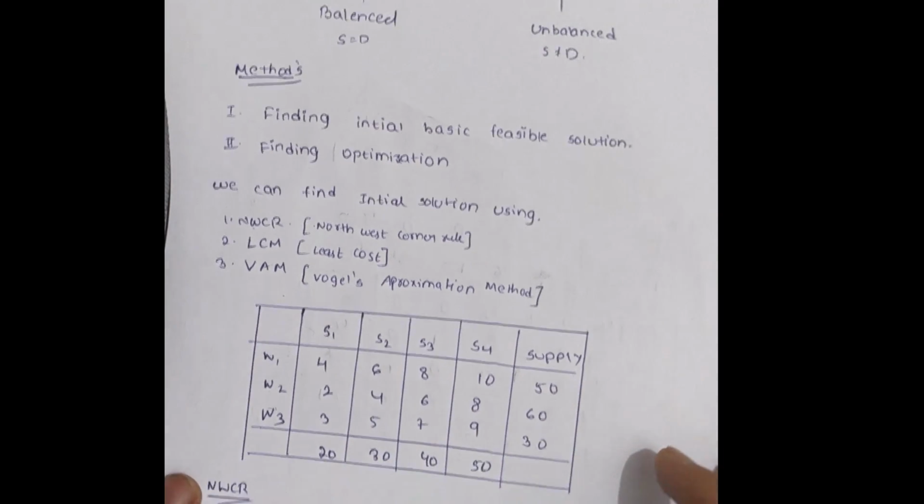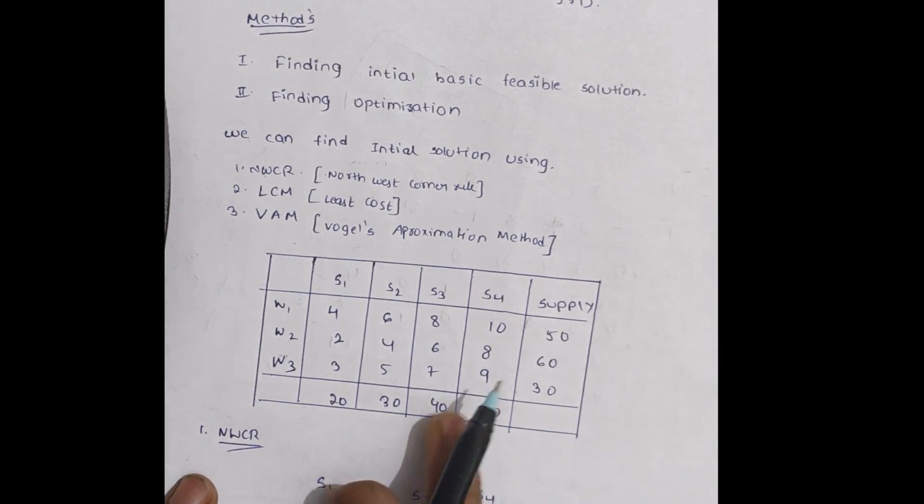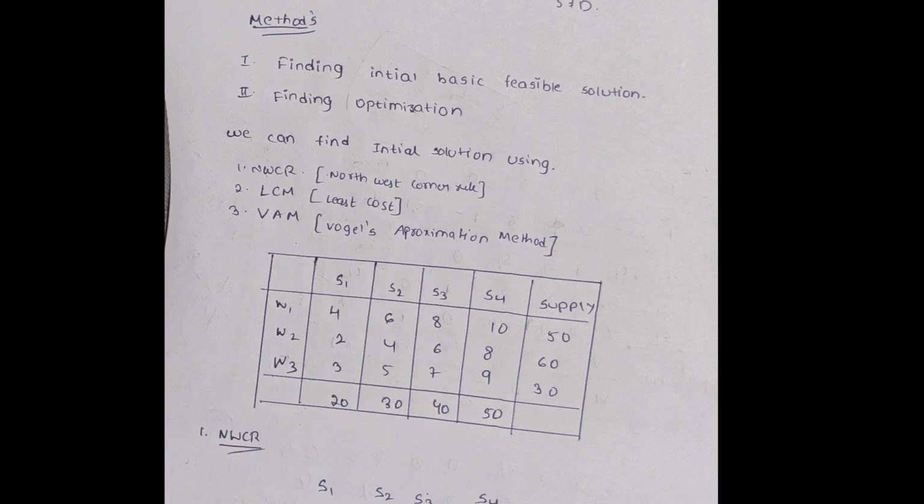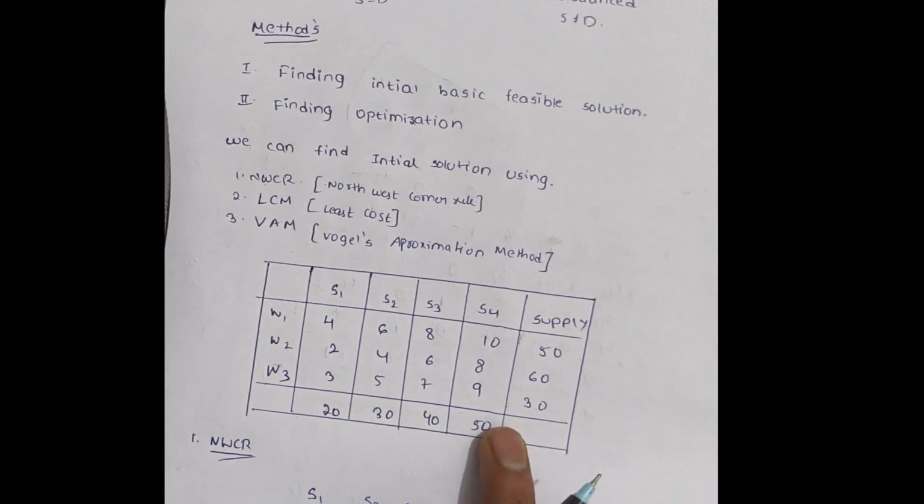You can see this question; this is one of the questions which will be asked in the exam. They will ask to find the initial basic feasible solution by NWCR, LCM or VAM. So I am explaining these three in this video. The first one is NWCR. First let us check whether it is balanced or unbalanced.